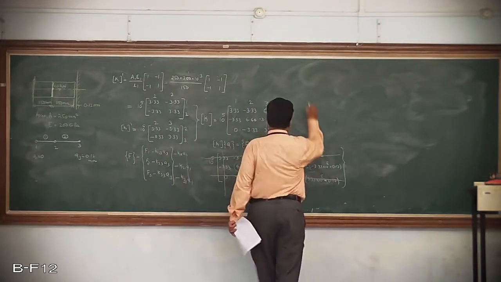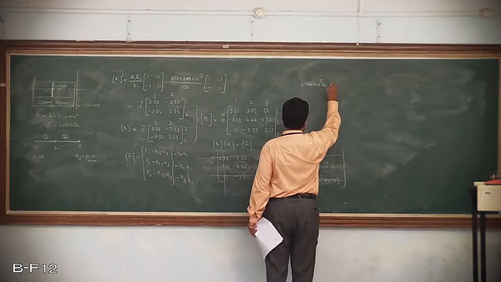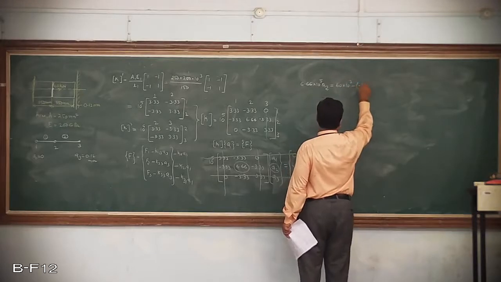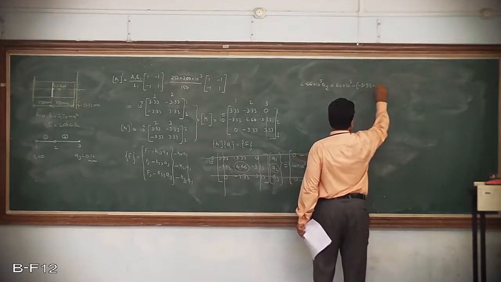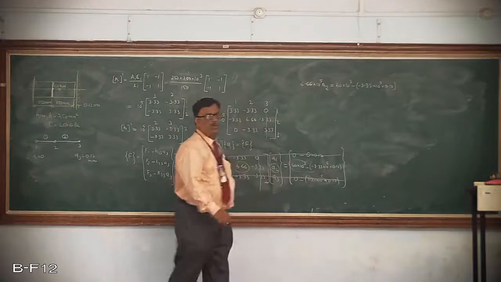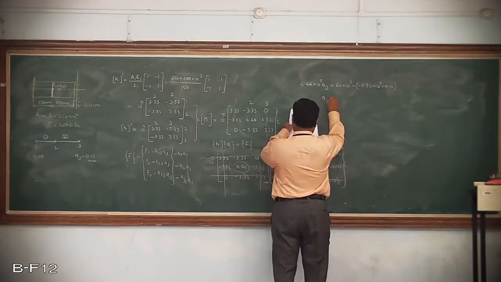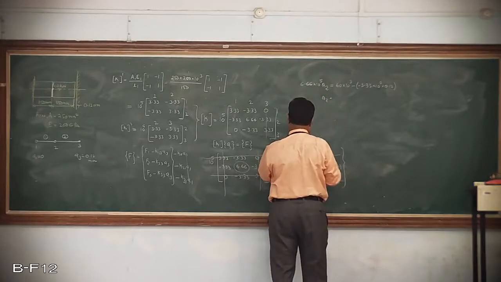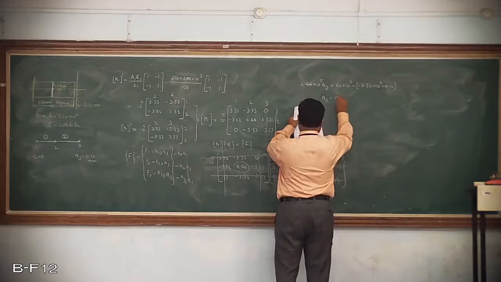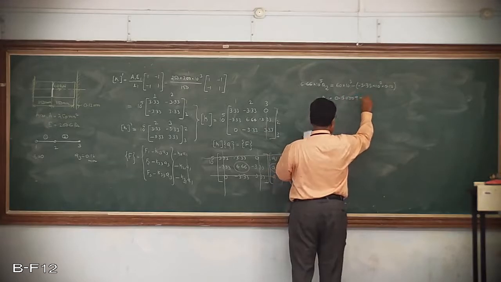So therefore, let us write this equation: 6.66 into 10 raised to 5, please don't forget this, 10 raised to 5, Q2 is equal to 60 into 10 raised to 3 minus of minus 3.33 into 10 raised to 5 into 0.12. This is going to be the total equation that you are going to get. So by solving this, Q2 comes out to be 0.15009. You will get that.